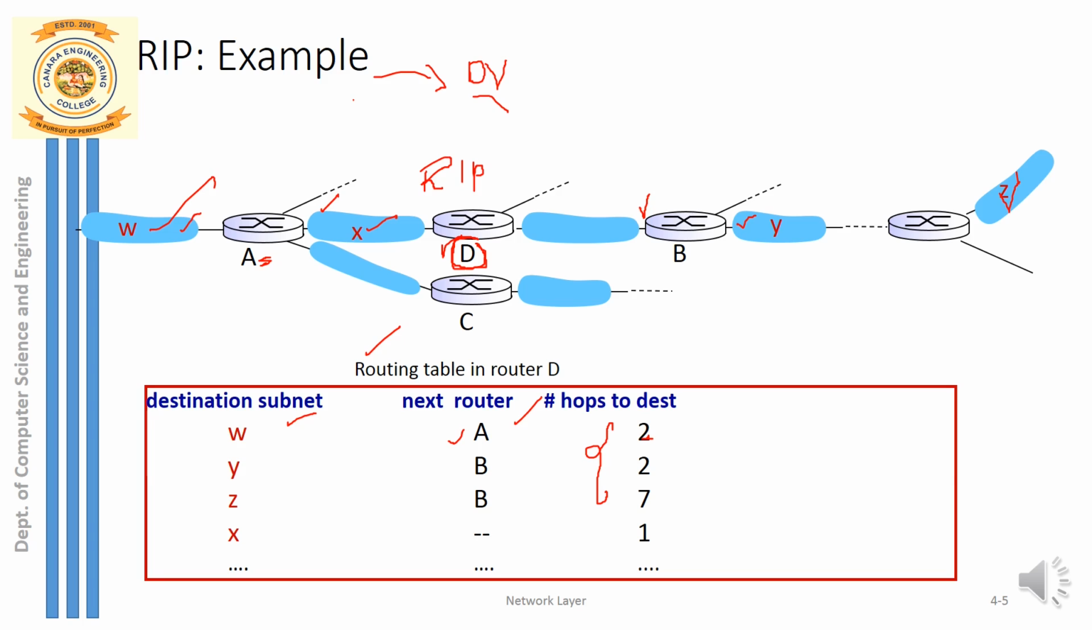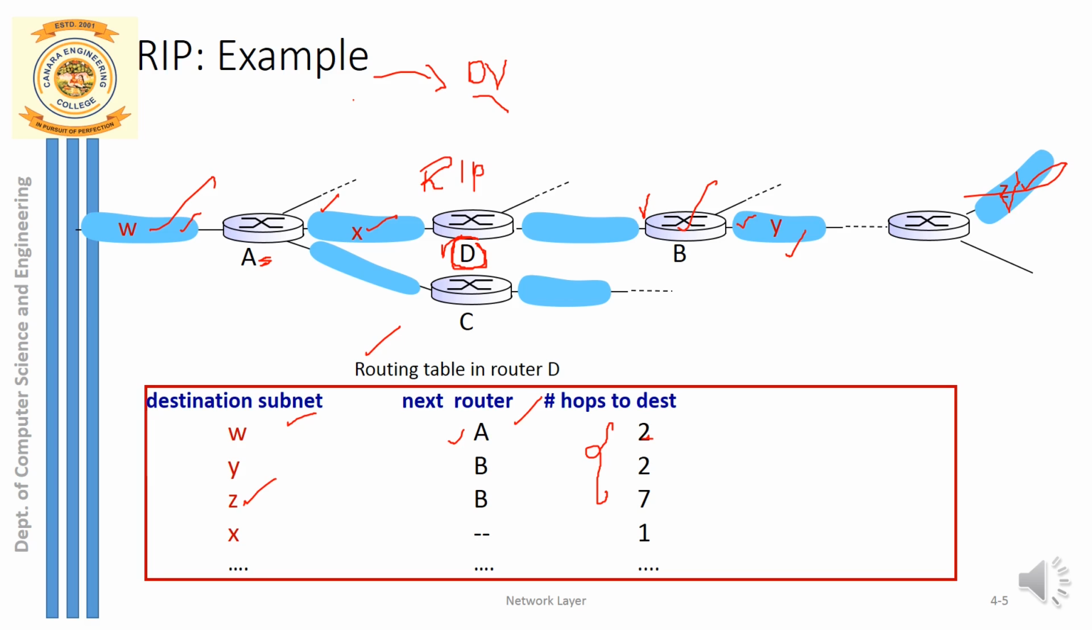Similarly, you can fill in the other entries also. For subnet Y, from router D you can reach it through 2 hops. So again 2 hops, and via which router? It is via router B. You reach subnet Y in 2 hops. So that is shown here, and now you can see there is a subnet Z. So what is that subnet Z here? It is attached to this last router, and you know that D can reach this last router via B, through many intermediate nodes, and finally reach the subnet Z.